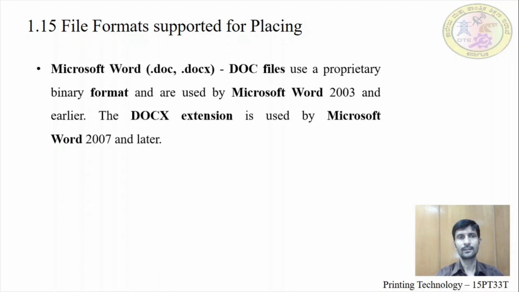Next, Microsoft Word. We have two types of file extension, .doc and .docx. The .doc extension is used in the 2007 version of Microsoft Word and the previous versions. After 2007, we have 2010, 2013, 2016 and 2019, and the file is saved in .docx. The .docx extension is used in later versions after 2007.